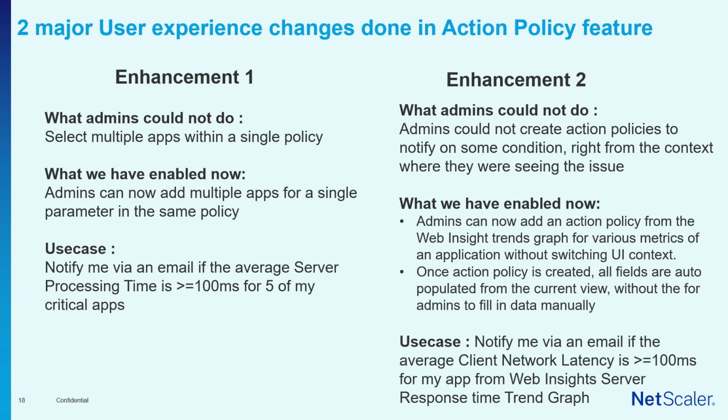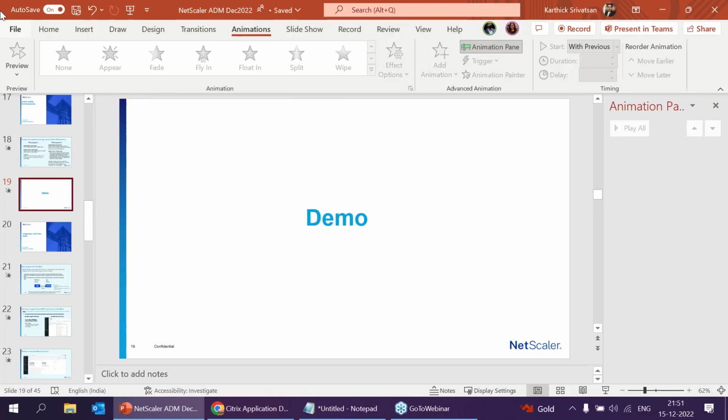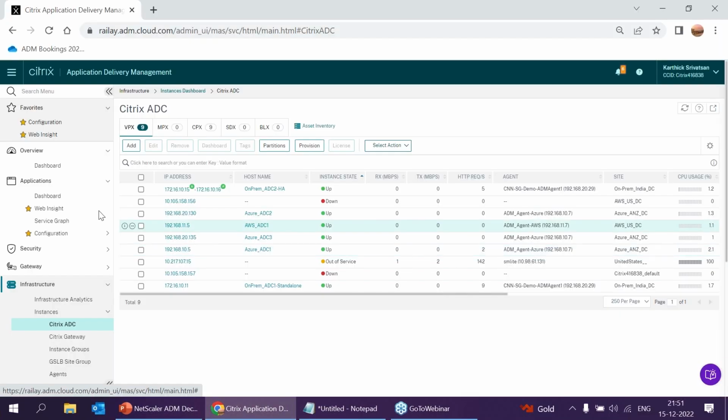And a typical use case can be that you are in a Web Insights trend visualization section. You're seeing that for one of the applications, the server response time is spiking, a data sample in the graph is spiking, and you found that to be something that you want to be notified of next time. You can hover on the pointer and then create an action policy and then complete this. Let's go to a quick demo to see what I mean.